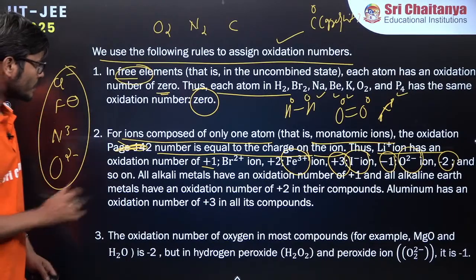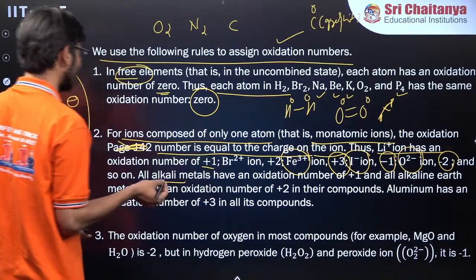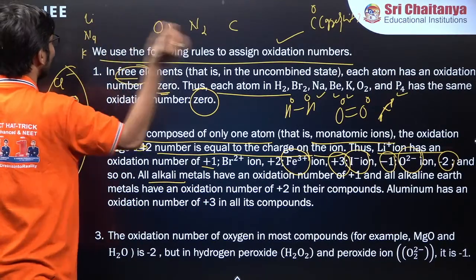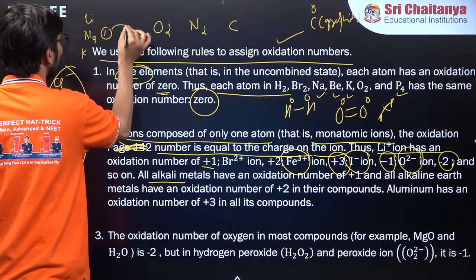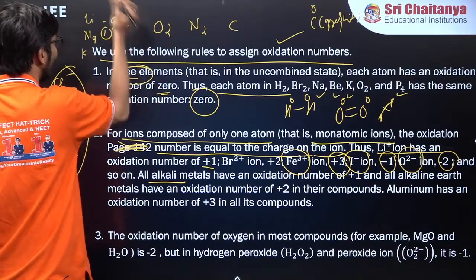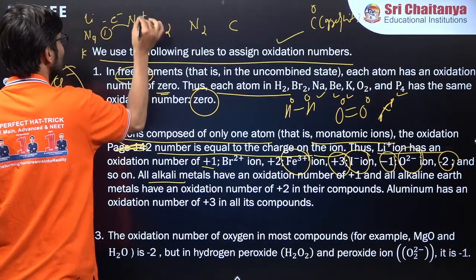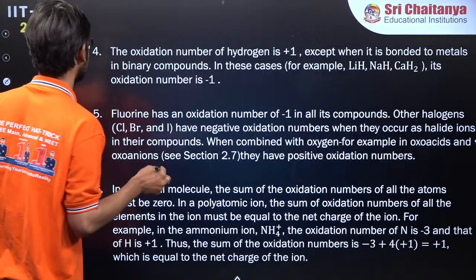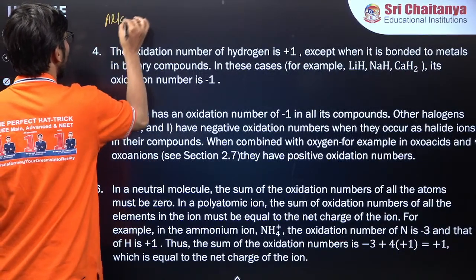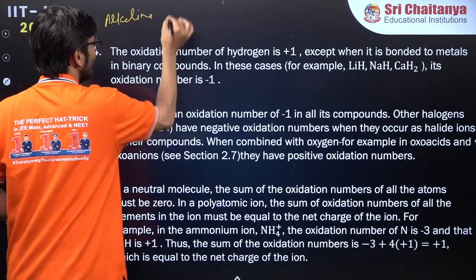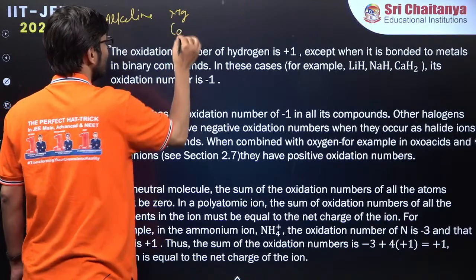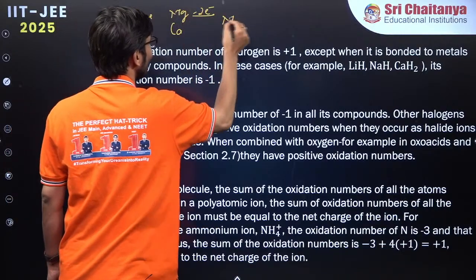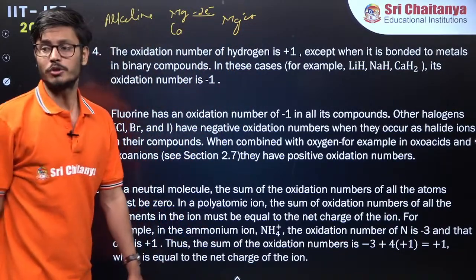Okay. All alkali metals. We all know alkali metals means lithium, sodium, potassium. We know that the valence shell contains 1 electron. Therefore, to complete the octet, they lose 1 electron and they become Na plus, lithium plus. So they will have oxidation number +1. Alkaline earth metals, magnesium, calcium, they remove 2 electrons to complete the octet. Therefore, for all the alkaline earth metals, the charge will be +2. So what will be the oxidation number?